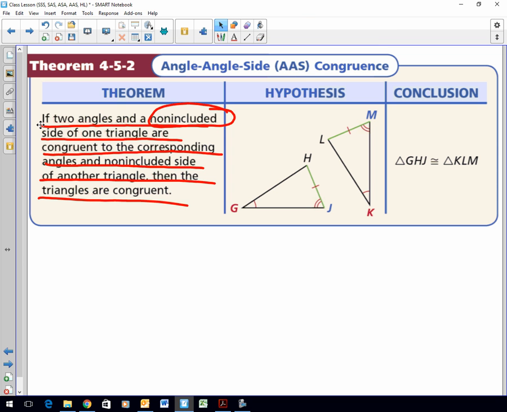Stop. Hey, the difference between angle, side, angle and angle, angle, side is what? The side is after both angles. Instead of saying after, we use the word what? Non-included. The side is not included, meaning it's not between the two angles.